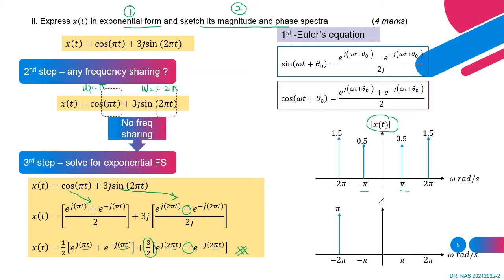Okay, next the phase. So you need to check each component. The first one is at positive π, so the phase, the theta, is 0. There's no theta, so it is 0. The same goes for negative π and also 2π. So all zeros here.